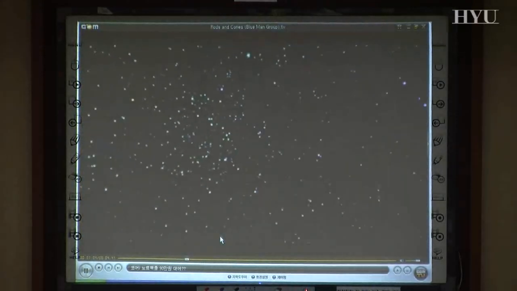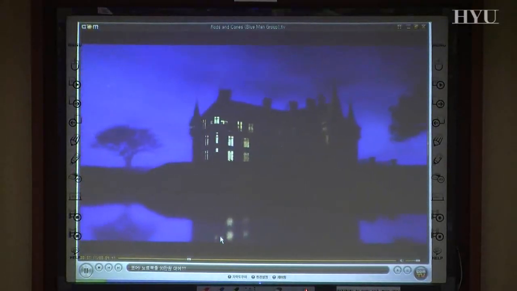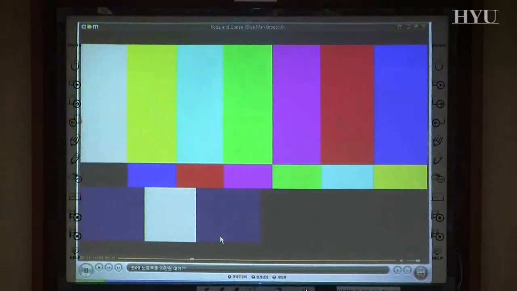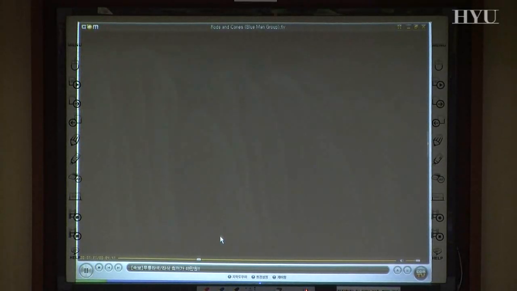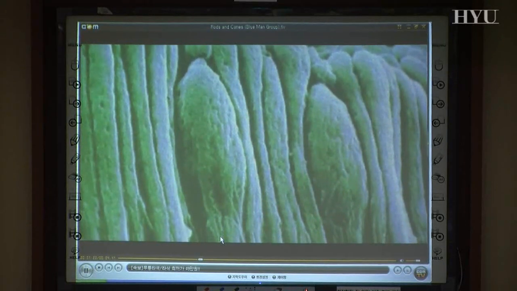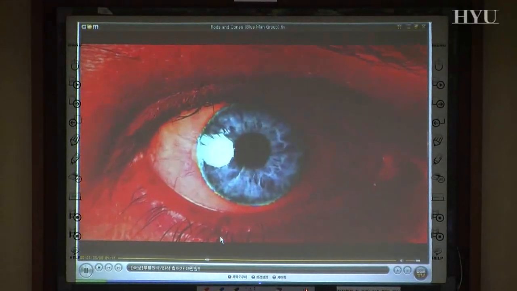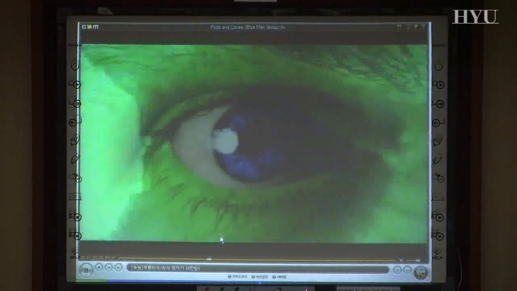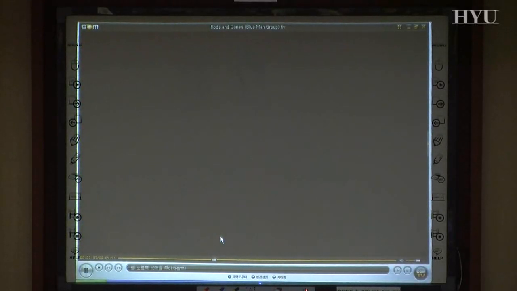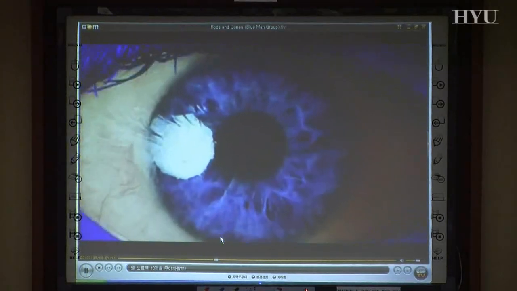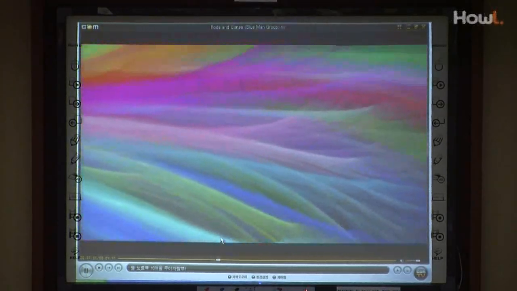The small rectangle one is... without cones, we can see only black and white. So we have 3 cones: red cone, blue cone, and green cone. So that's why RGB colors come from this cone structure.